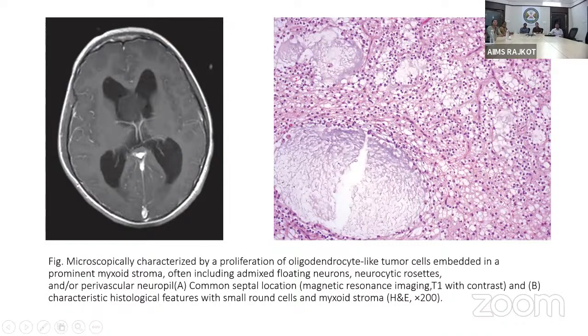So this is a histopathological image of myxoid glioneuronal tumor showing oligodendrocyte-like cells with pools of mucin and floating neurons in these pools of mucin. A few rosette-like structures are also noted.